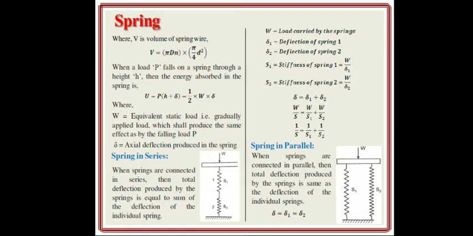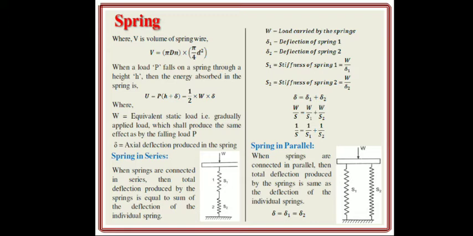Now the next term: springs in series and springs in parallel. When springs are in series, S1 and S2, these two springs are connected in series. And in parallel, S1 and S2 springs are connected in parallel, where W is the applied load, and at the downside it is grounded. So now we will see the springs in series.